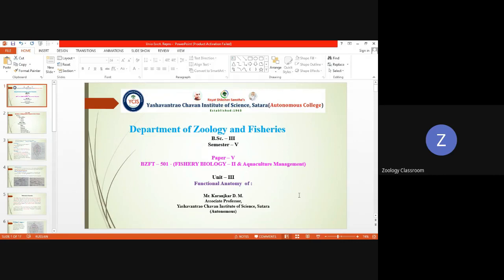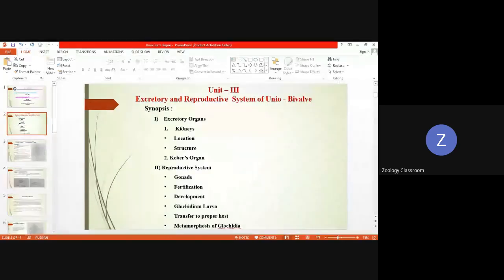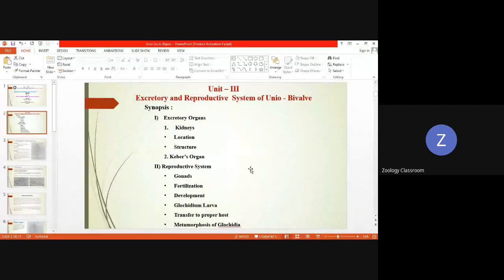Okay, so let us have a revision of what we have discussed in the last lecture. These are the points which we considered in the last lecture, because we are going to cover two systems in today's lecture, the excretory system and the reproductive system. But we have already discussed the excretory system. Even so, let us have a revision, so that others also can come to know what we discussed in the last lecture.